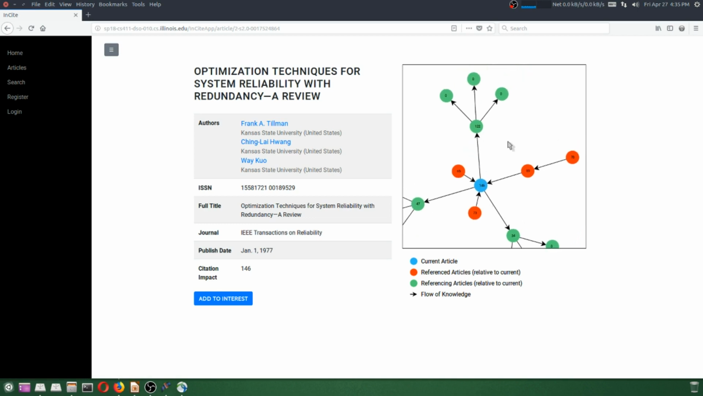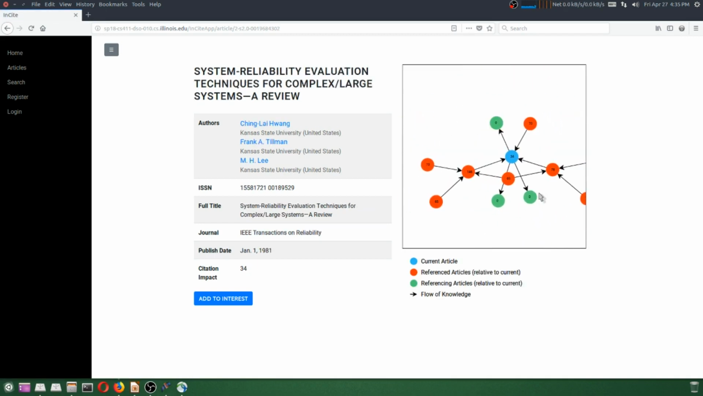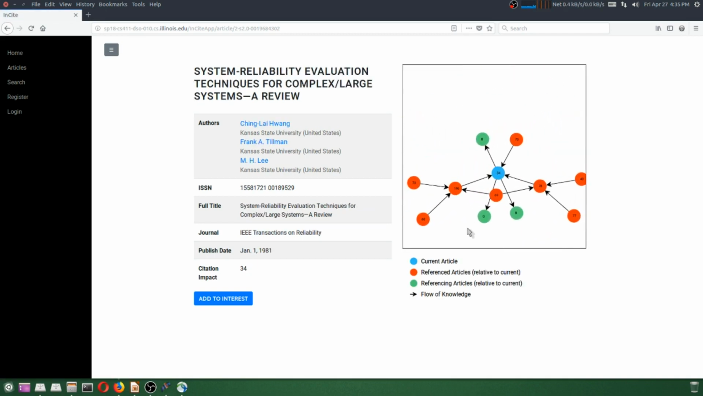And if the user wants to explore these articles in detail, they can click on this. Whoa, look at that. They will end up on the detail page of that particular article, which will also show its own citation network graph, and you can follow the trail, so to speak, to get to all the articles that are associated with the original article.